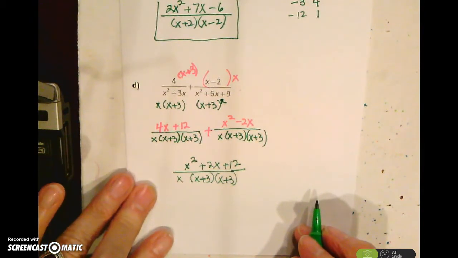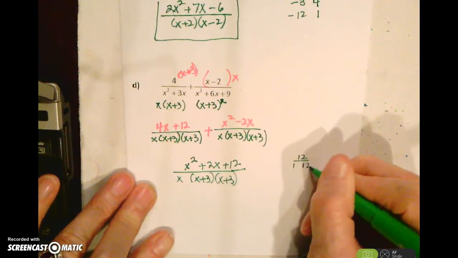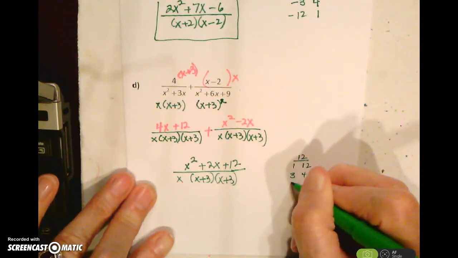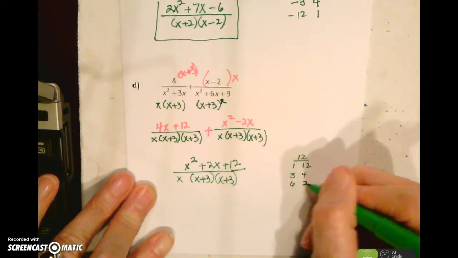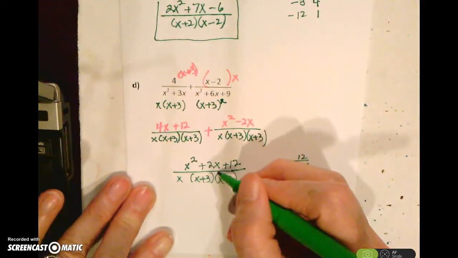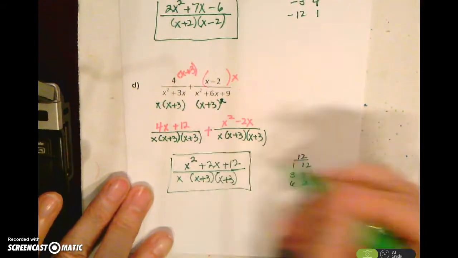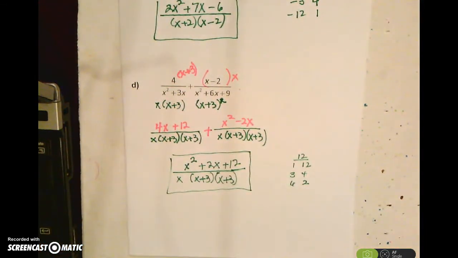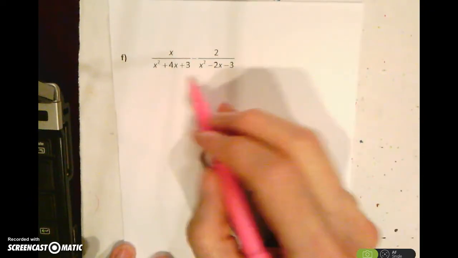Now does that factor? Let's see, we've got a 12. So we've got a 1 and 12, 3 and 4, 6 and 2. They're going to be the same sign. So this adds to 13, adds to 7, adds to 8. This does not factor. So that's my answer. I'm now going to skip over to example F to continue.